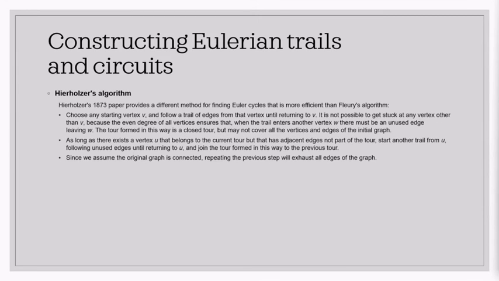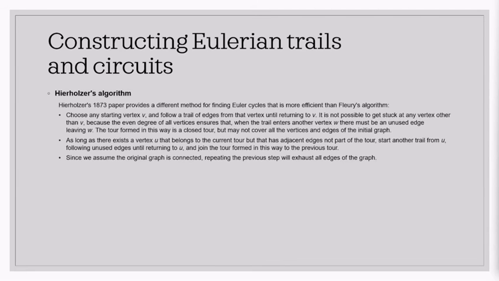And now another worth mentioning algorithm, Hierholzer's algorithm. Hierholzer's 1873 paper provides a different method for finding Euler cycles that is more efficient than Fleury's algorithm. Choose any starting vertex V and follow a trail of edges from that vertex until returning to V. It is not possible to get stuck at any vertex other than V because the even degree of vertices ensures that when the trail enters another vertex W, there must be an unused edge leaving W.